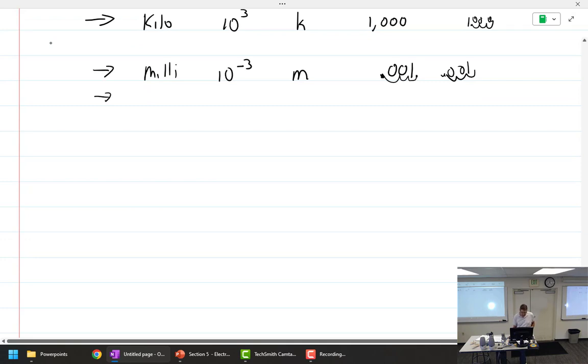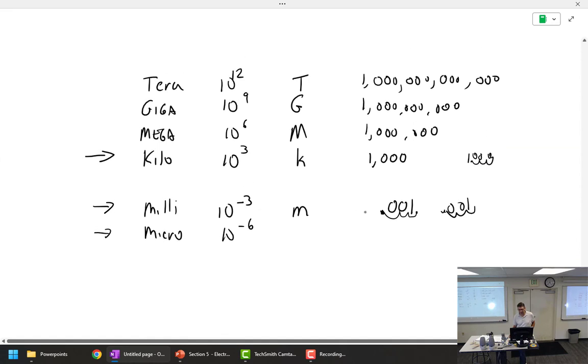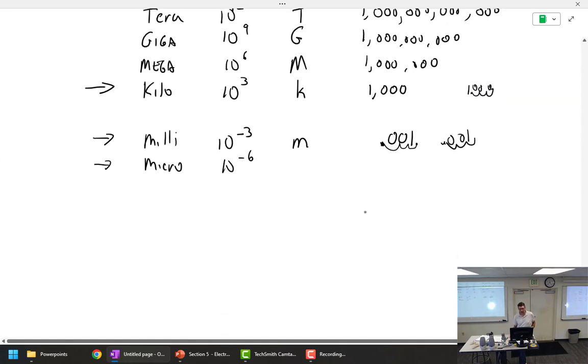And below milli, we have micro. And that is 10 to the negative 6. Well, we already used the big M for mega, and we use a little M for milli. So they use a Greek letter mu, M-U, which to me is a lowercase u if you write cursive. And that is 10 to the negative 6. So that'd be 0.000001, six places.